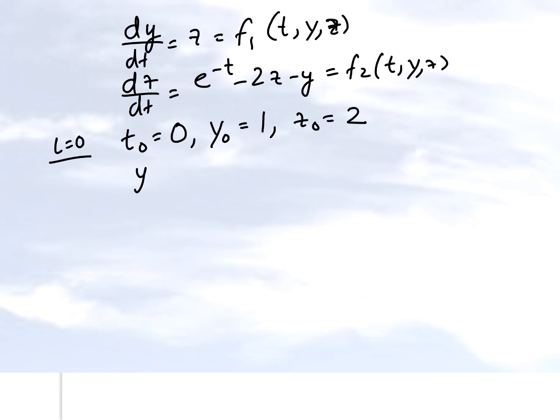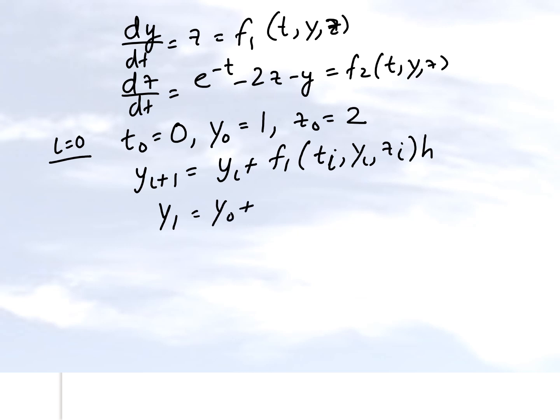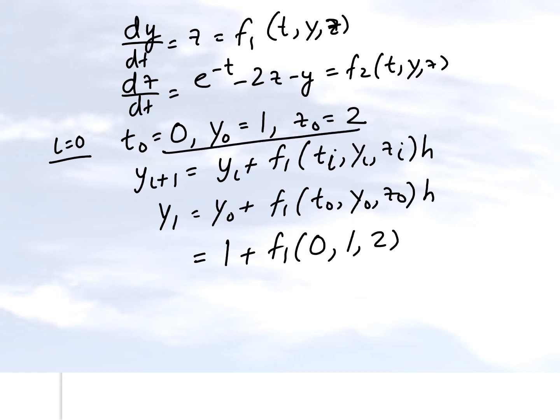From there, if I apply Euler's method, y sub i plus 1 is equal to y sub i plus f1 of t sub i comma y sub i comma z sub i times h. So that means that y1 will be equal to y naught plus f1 at t naught comma y naught comma z naught, times h. Very important to carry all these steps, not only to avoid any mistakes, but also to understand how the procedure works. So we know y naught is 1, and the arguments will be 0, 1, and 2 based on these values, times h, which is 0.25.